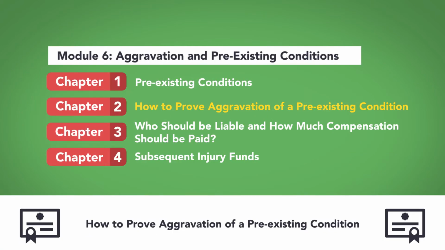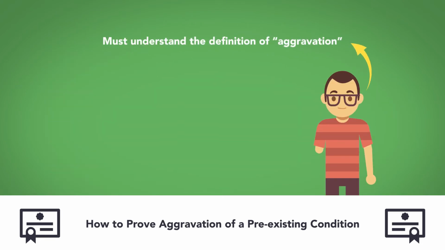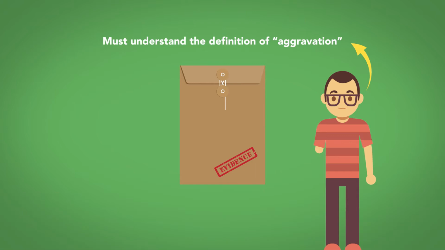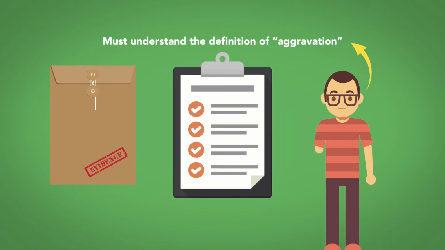How to prove aggravation of a pre-existing condition? To prove aggravation, a claimant must understand the definition of aggravation, collect the specific evidence necessary to support an aggravation claim, and confirm that any necessary notice requirements are met.